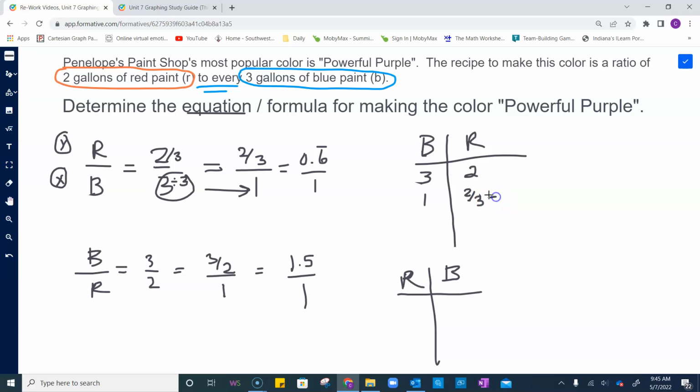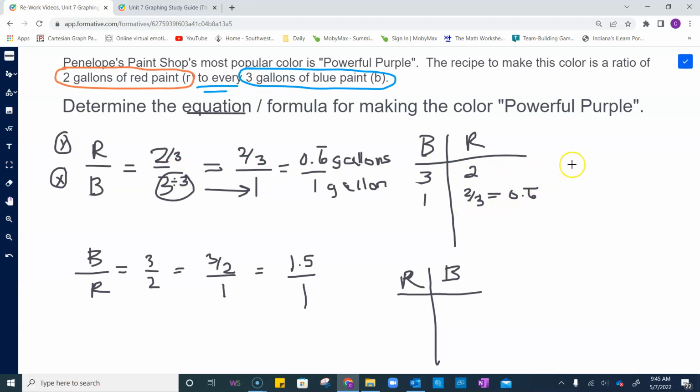And the decimal for 2/3, if you want to see it that way, is 0.6 repeating. So that means we need 0.6 repeating gallons of the red to every 1 gallon of the blue. So that's our unit rate. We use that in our formula, in our equation.